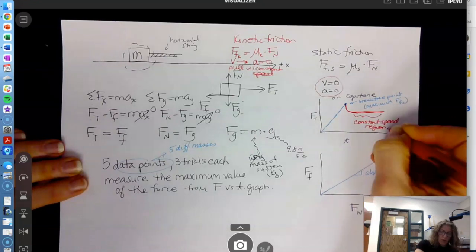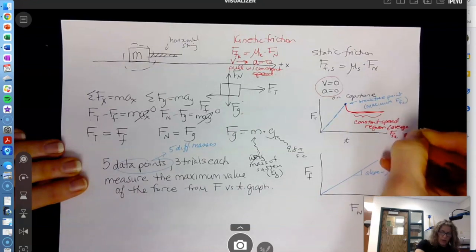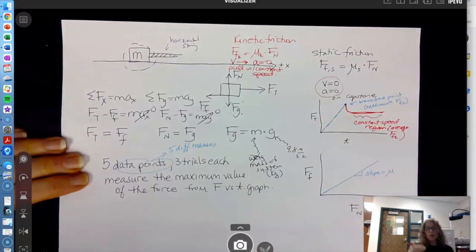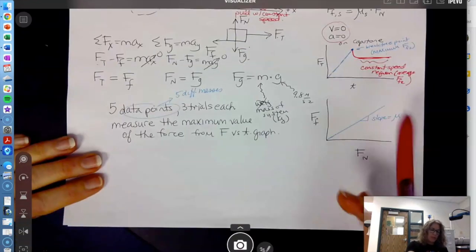And this is going to be where you have an average F_k. This is where you're going to have kinetic friction because you're moving, but you're moving with constant speed. So that's that part of it.